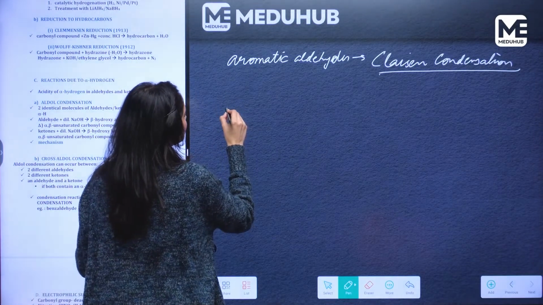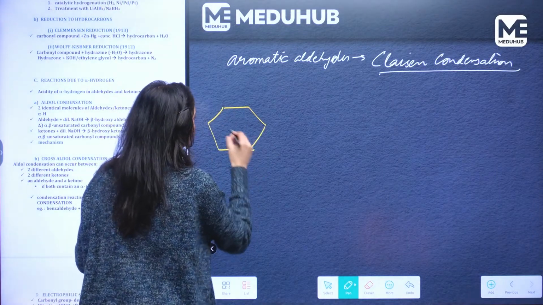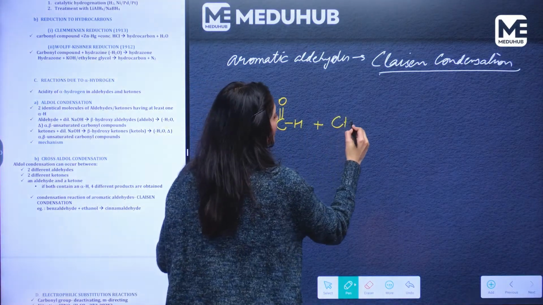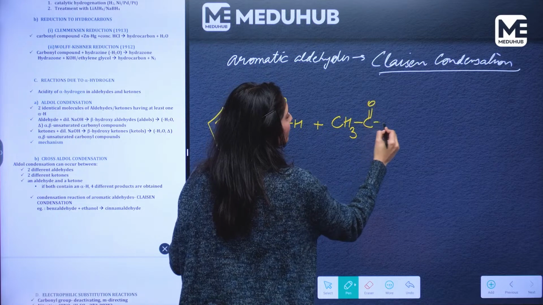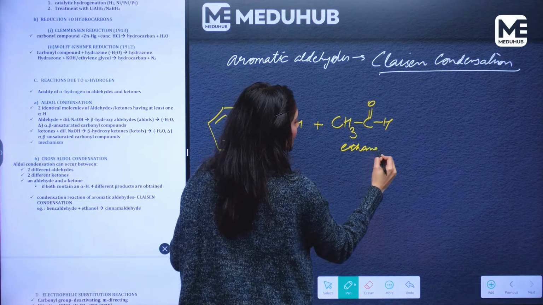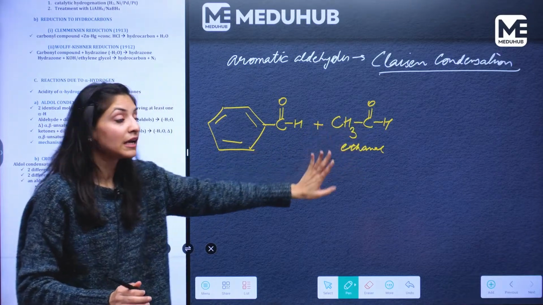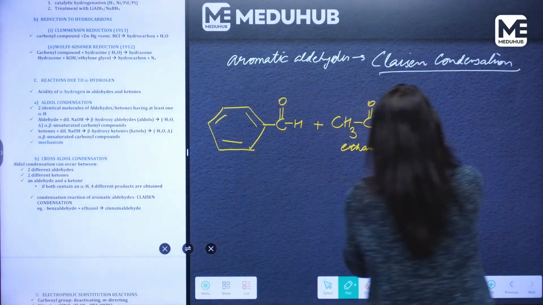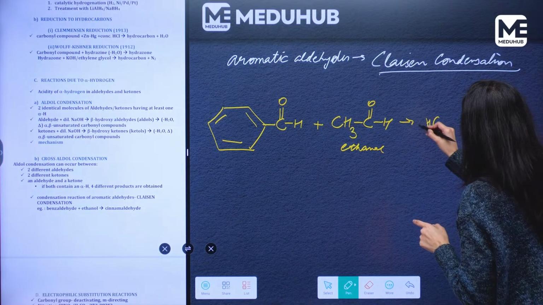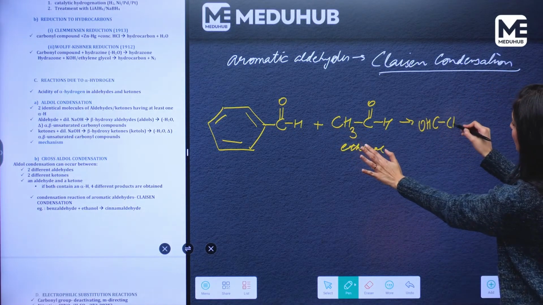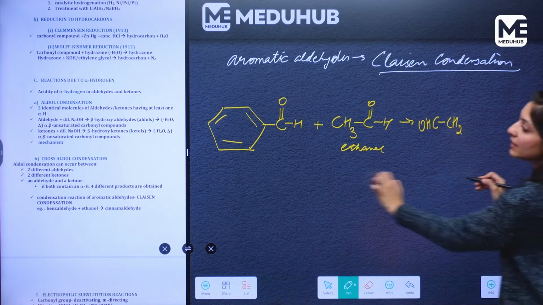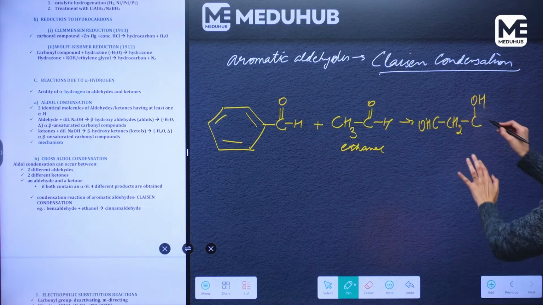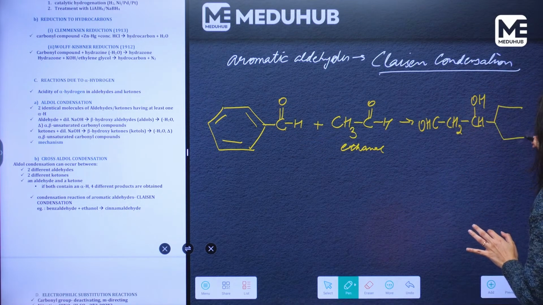One interesting reaction is between benzaldehyde and ethanal. This is benzaldehyde, this is ethanal. Now, benzaldehyde does not have an alpha hydrogen. Ethanal has an alpha hydrogen. This is ethanal. Here, one hydrogen will be lost, we'll get CH2. This carbon will attack this carbonyl carbon here. So, this oxygen will now become OH group and the benzene ring is here.